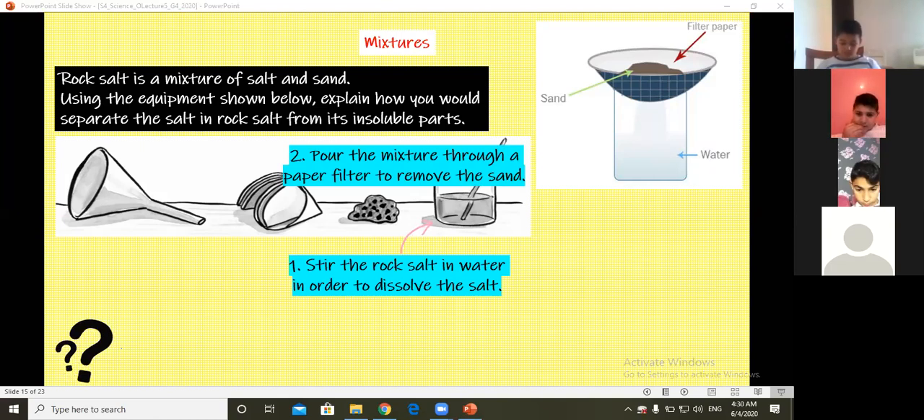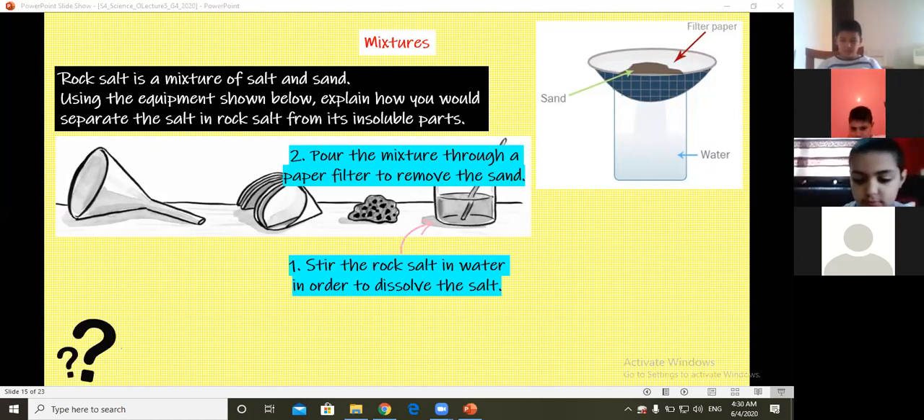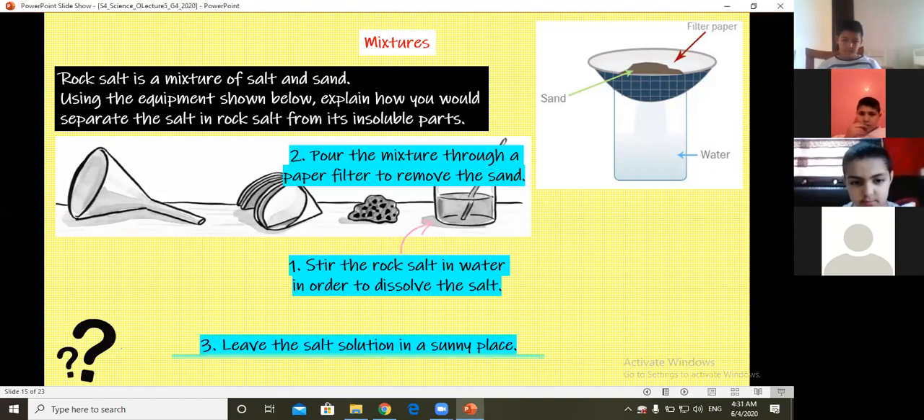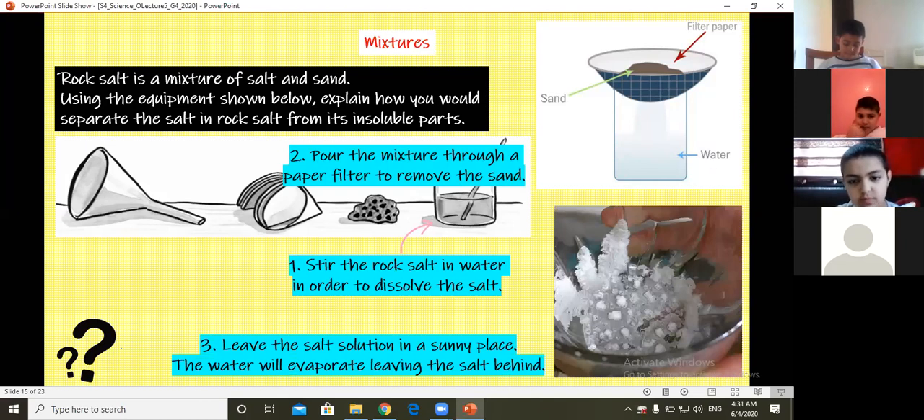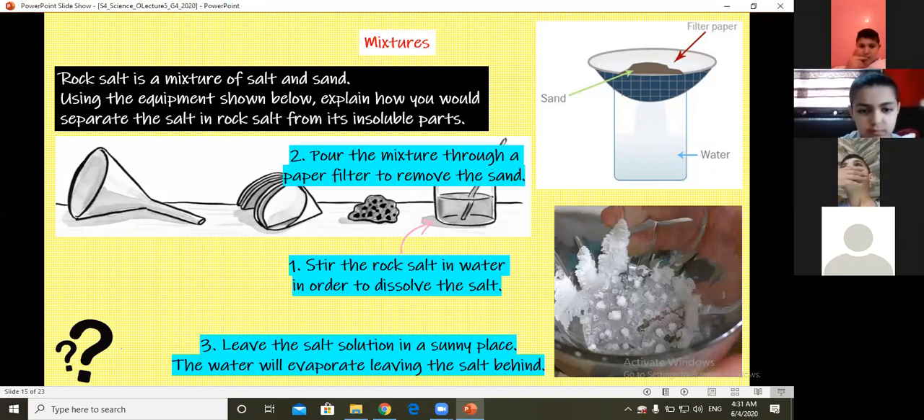What should we do to separate salt from water? Put them in the sun. Excellent, yes. When we put them in the sun, or when we heat them, the water will evaporate, leaving the salt behind.